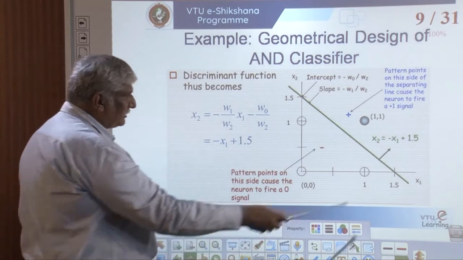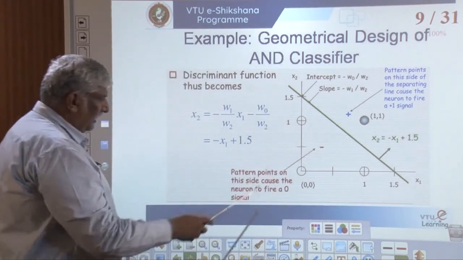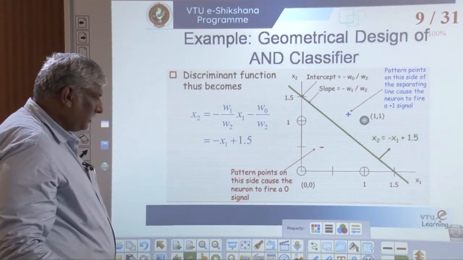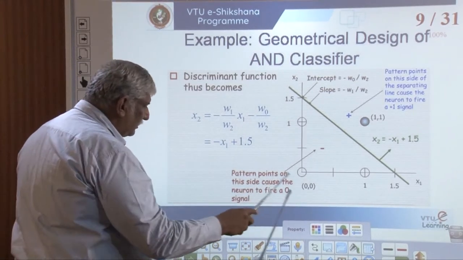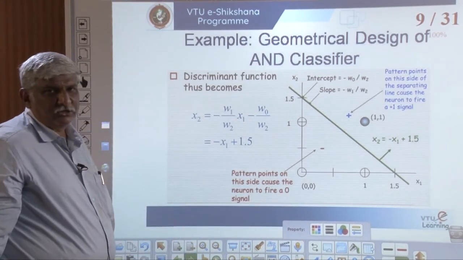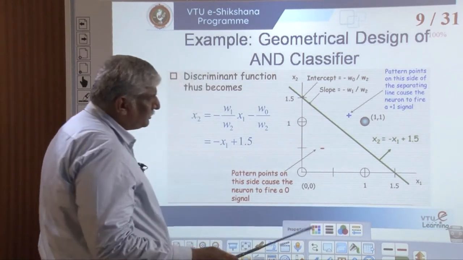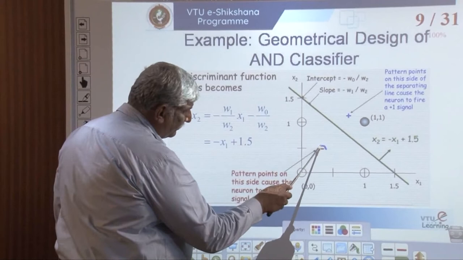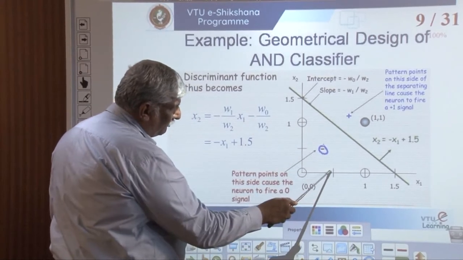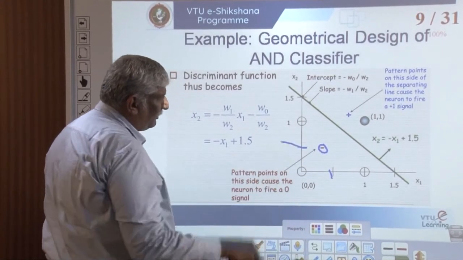So that I will be getting this particular line, and here the pattern, any pattern points on this side cause the neuron to fire a 0 signal. So what does it mean? You take any value, it need not be 0 or 1. Suppose if I take some value here, right, which is going to be something around 0.4 here, 0.5 here.